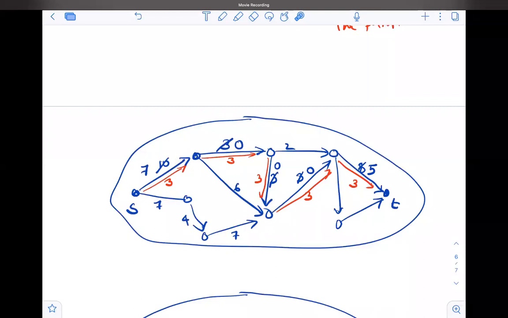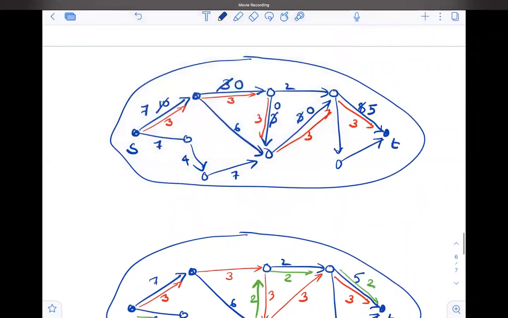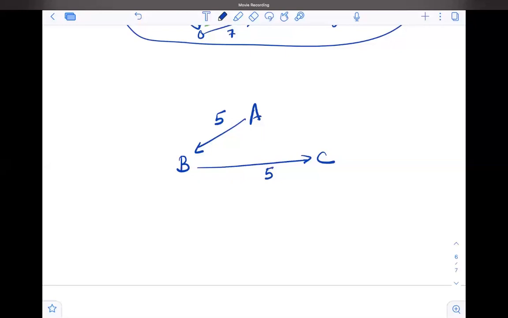The idea is exactly something that I guess you all do regularly. Say you have a game like this: A has to pay B 5 rupees. B has to pay C 5 rupees.